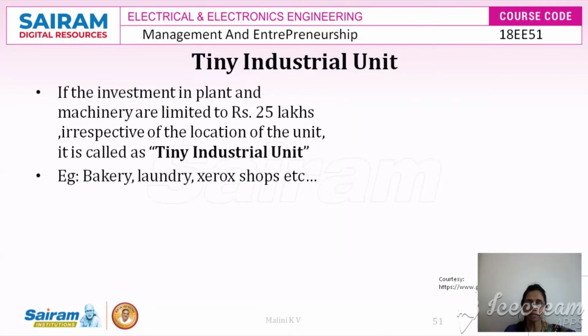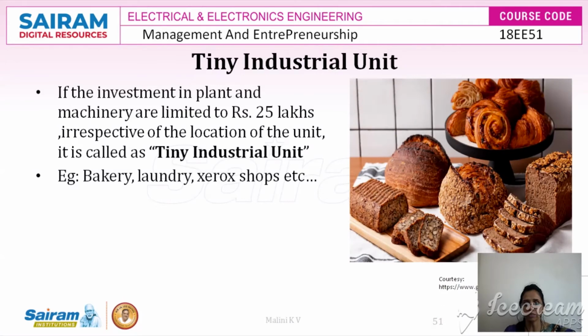So what is a tiny industrial unit? A tiny industrial unit is also an SSI unit, but the definition for the tiny industrial unit is based on investment. If the investment in plant and machinery is limited to 25 lakhs, then irrespective of where the unit is located, it is called a tiny industrial unit. Normally, tiny industrial units include bakeries, photo shops, xerox shops, laundries, garages, and all these come under tiny industrial units.